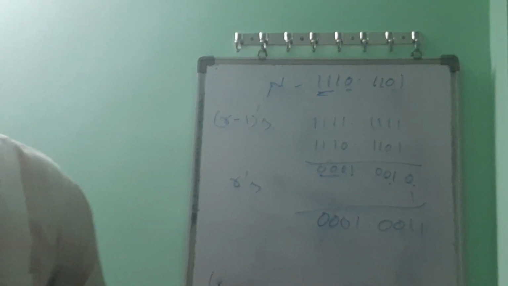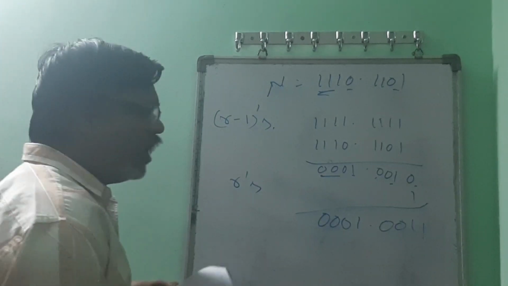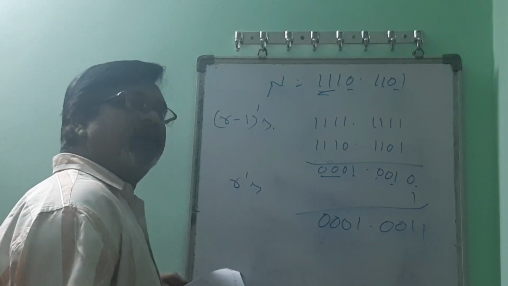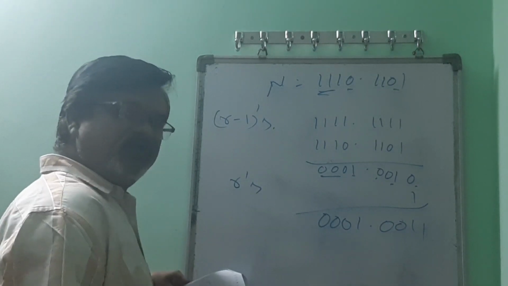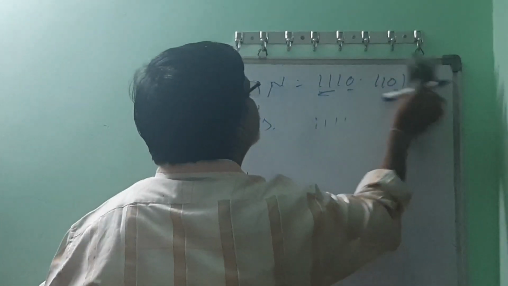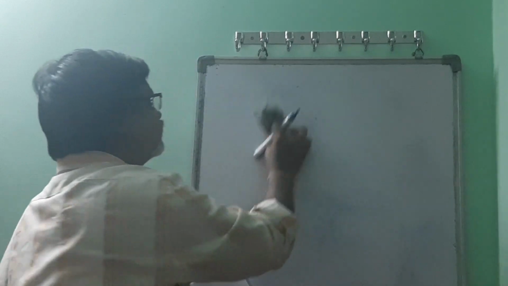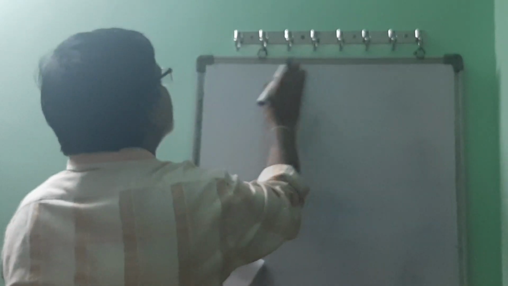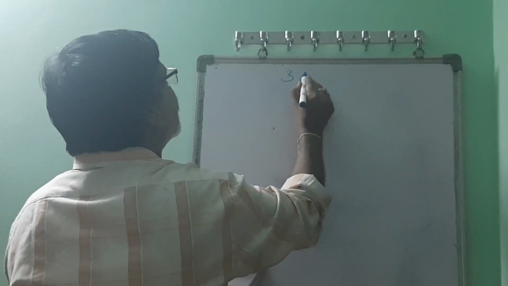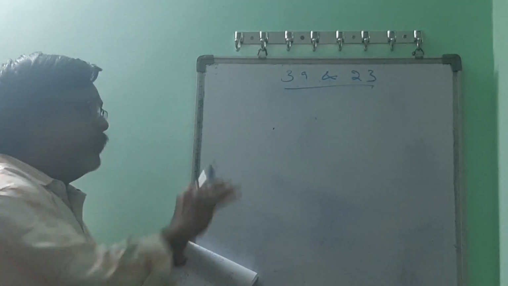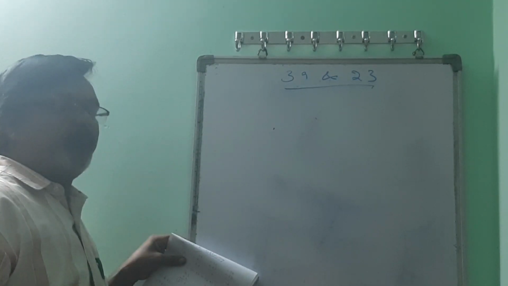Now the basic application of r's and r minus 1's complements is performing subtraction calculations inside the computer. It will use this complement method. How it is going to do that, we will check it out. You just take two numbers, 39 and 23. Performing addition or subtraction between these two numbers can happen in 4 possible ways.